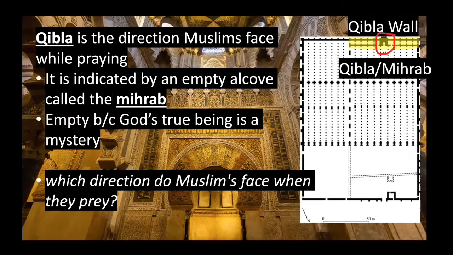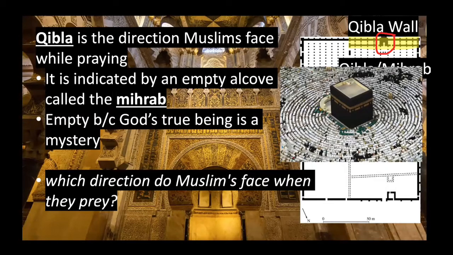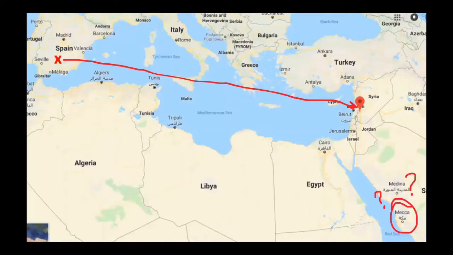All right, so we know they face the Qibla, but what direction is the Qibla facing? Which direction do Muslims face when they pray? So typically, mosques, Qiblas are directed towards Mecca, right, where the Kaaba is, except for this mosque. This one is different. And that relates to the context, the history. So we're over here in Cordoba, Spain, and the Qibla is actually facing Damascus, right?